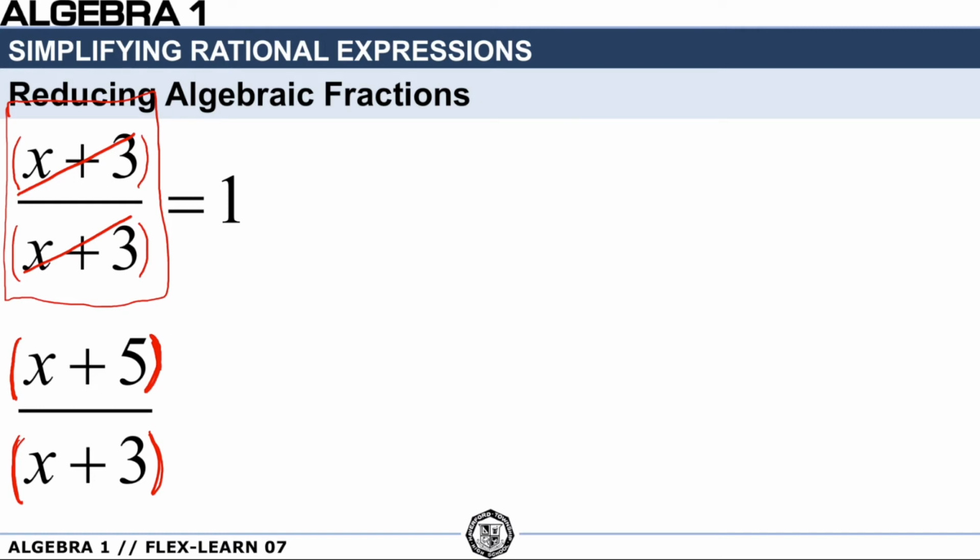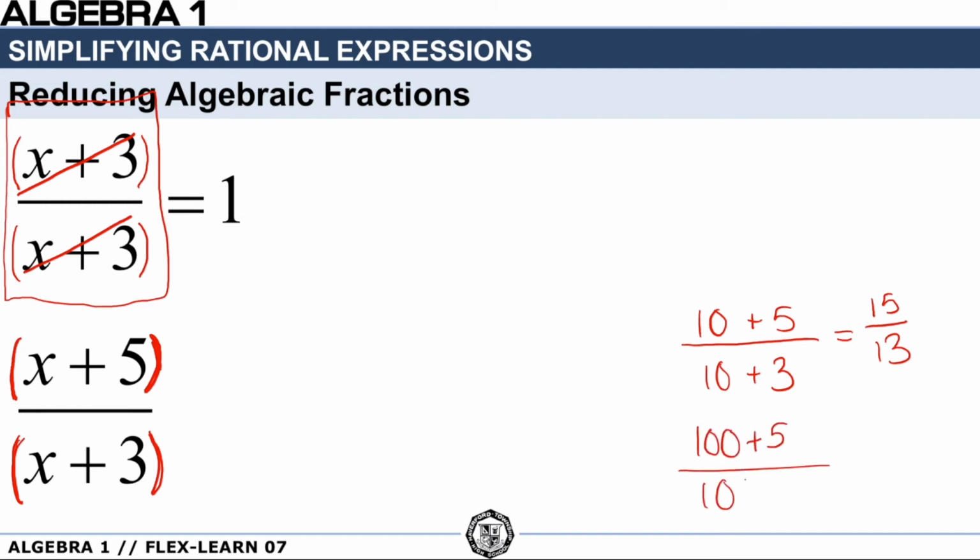I mean, let's just test it with a few numbers. Let's say I said x was 10. All right, so 10 plus 5 over 10 plus 3. Well, that would be equal to 15 over 13, which doesn't reduce down to 5 over 3. All right, so I can't just cancel out these x's. Let's try 100, right? So 100 plus 5 over 100 plus 3. Get 105 over 103. Again, doesn't reduce to 5 over 3.